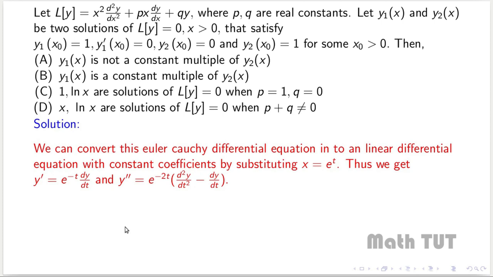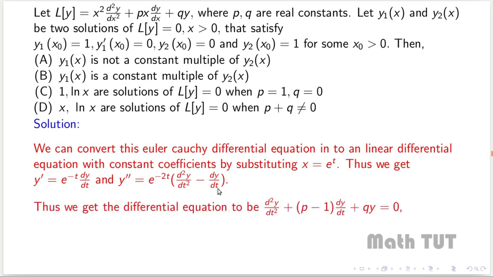For that, we just use the substitution x equal to e power t, and we get y dash equal to e power minus t dy by dt, and y double dash as e power minus 2t times d square y by dt square minus dy by dt. And if you substitute all these in the differential equation, we get d square y by dt square plus (p minus 1) dy by dt plus qy is equal to 0.